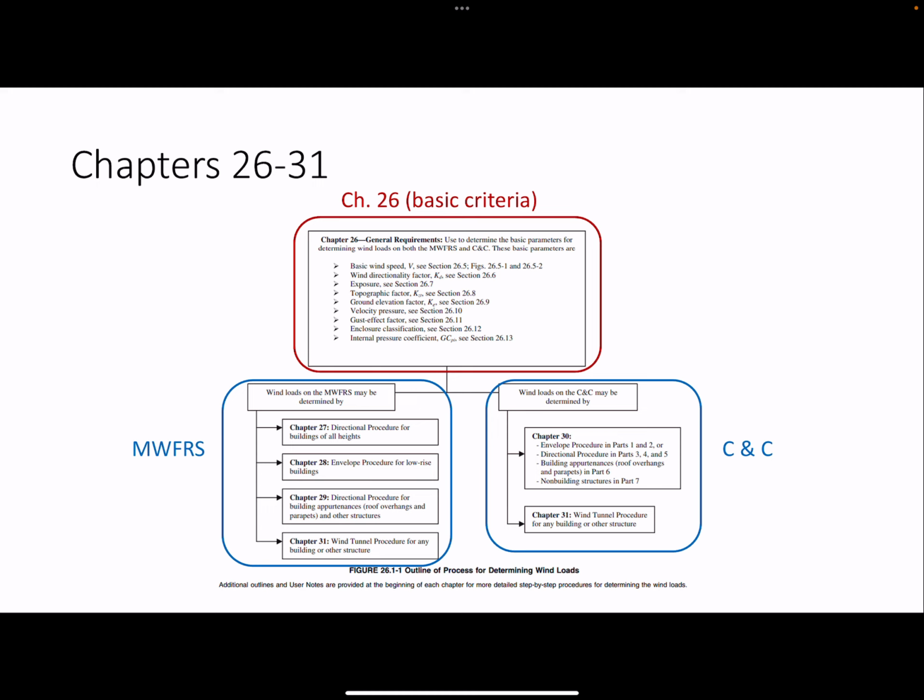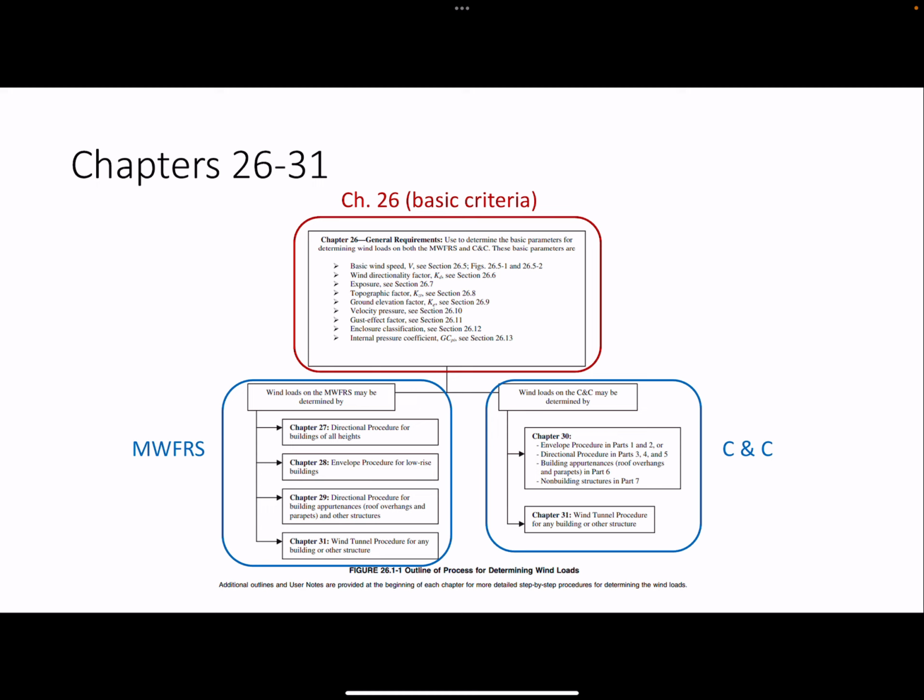So chapter 26 covers all of the basic criteria that applies to all of the methods. There are several different methods that we can use to evaluate wind loads. In this class, we're going to be focusing on the main wind force resisting system, specifically chapter 27, the directional procedure for buildings of all types. But as you can see, there's several other options for the main wind force resisting system analysis.